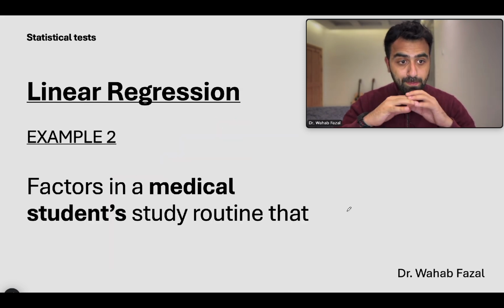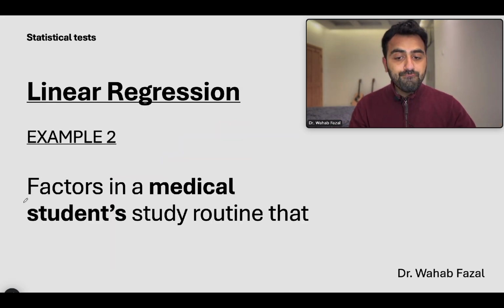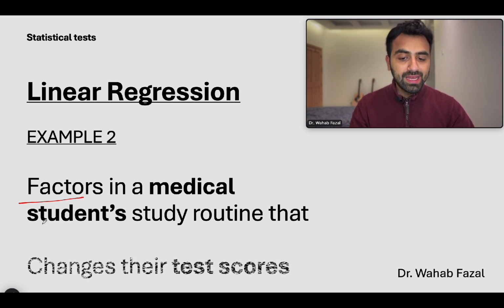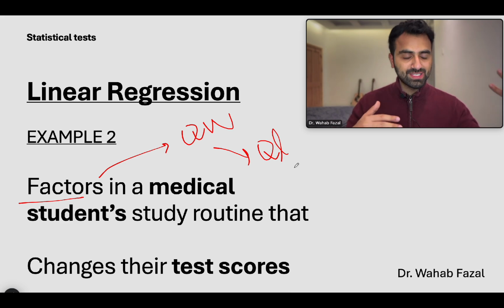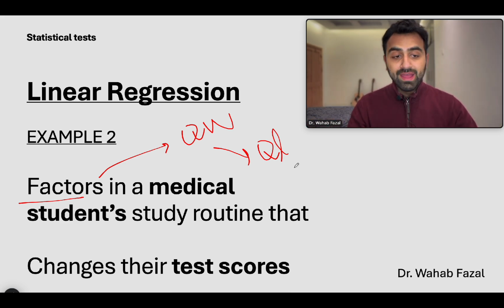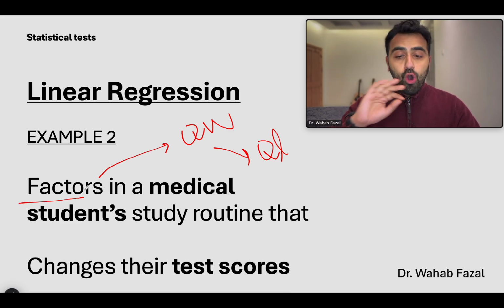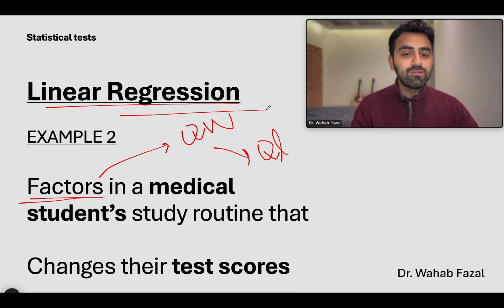Similarly, you get these really broad questions like factors in a medical student study routine that changes their test scores. So this can be the amount of hours they study, which is a quantitative thing, or where they study, which is a qualitative thing, because they might study in the library, at home, or in their classroom. Where do they study? How do they study? What's their study method? All of the different factors, quantitative or qualitative, can be solved by linear regression.